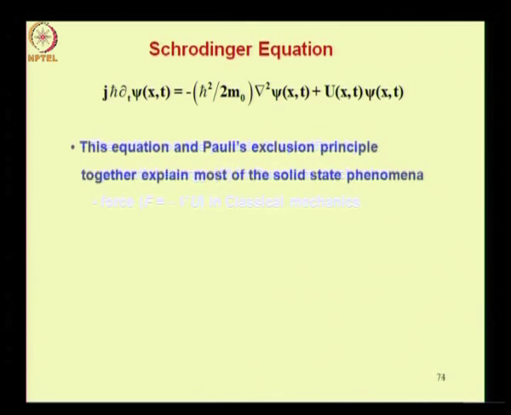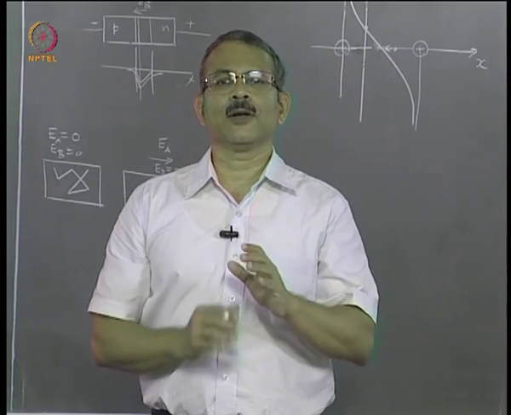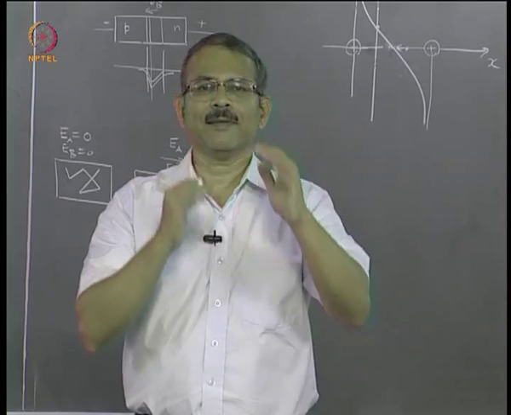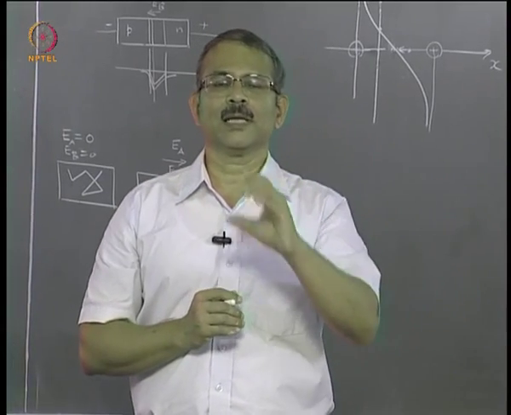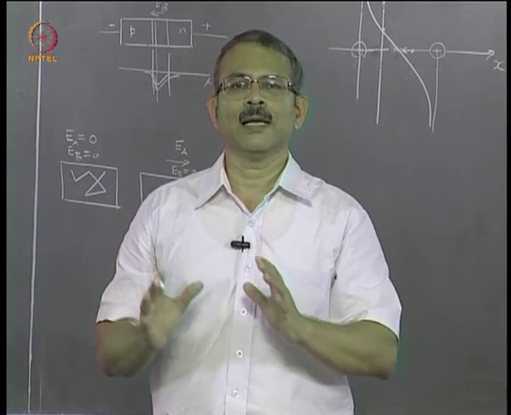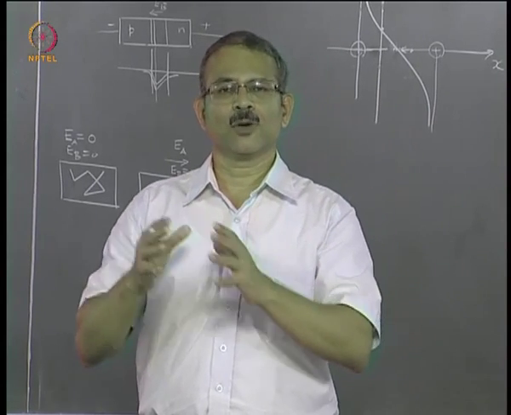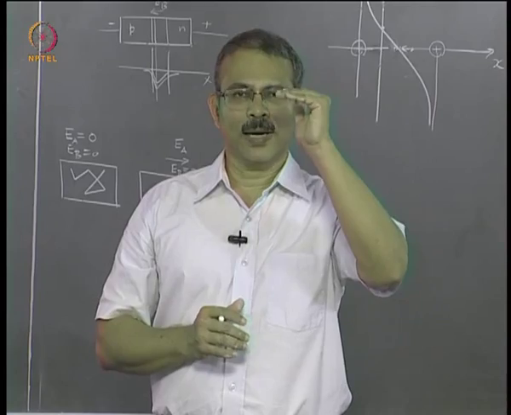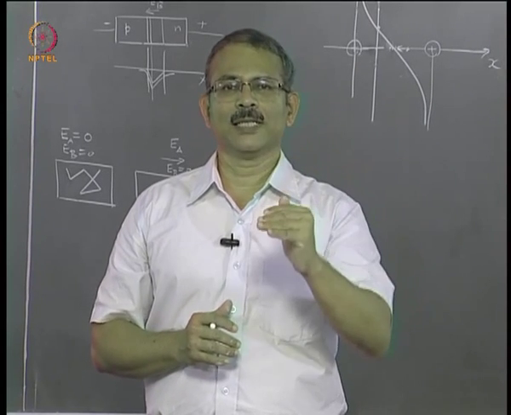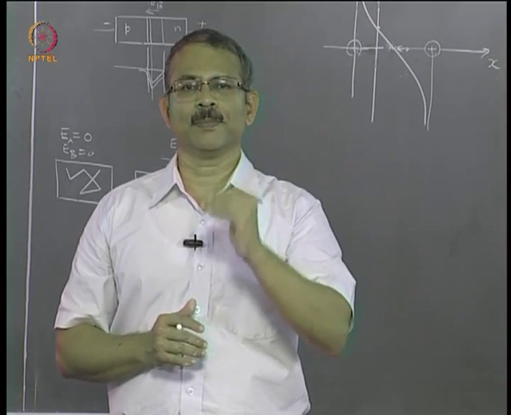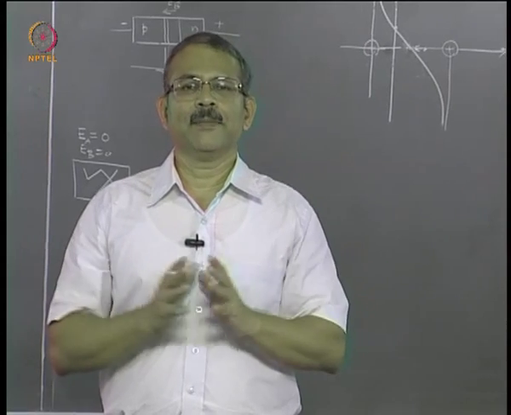Just one more point, this equation and Pauli's exclusion principle together explain most of the solid state phenomena. Like, if you want to explain the phenomena related to electromagnetic fields, you have the 5 equations, the 4 Maxwell's equations and the Lorentz force equation, and everything can be derived from there. Similarly, if you want to explain phenomena based on quantum mechanics, there are 2 things that you need to consider, the Schrodinger's equation and the Pauli's exclusion principle. Based on this, everything can be explained.